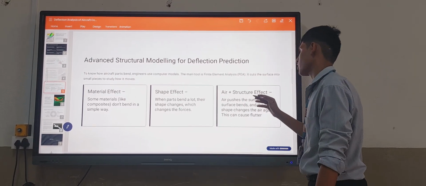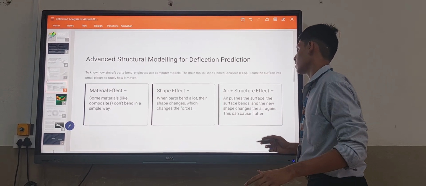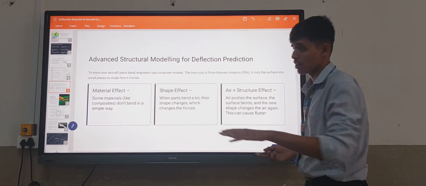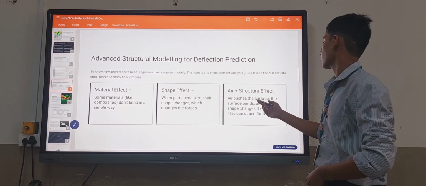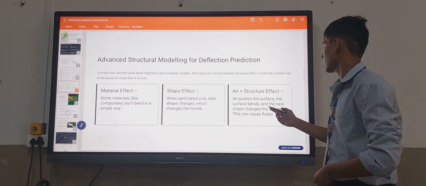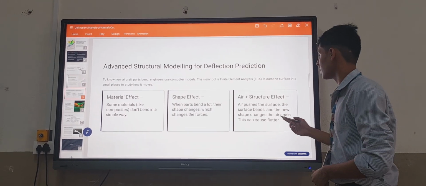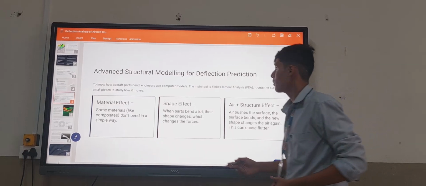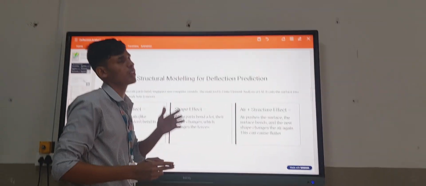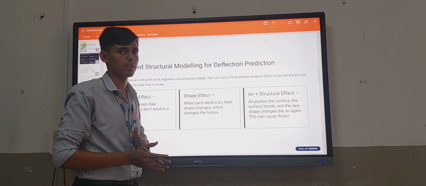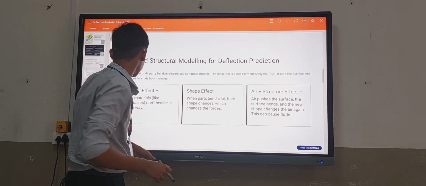And the air plus structure effect. Air pushes the surface. Air pushes the control surface. Air pushes the airplane surface. This surface bends and the new shape changes the air again. This kind of causes flutter. With the help of finite element analysis, we can find out how much the airplane will bend, and how the airplane will move smoothly.